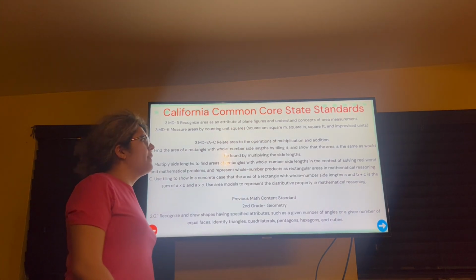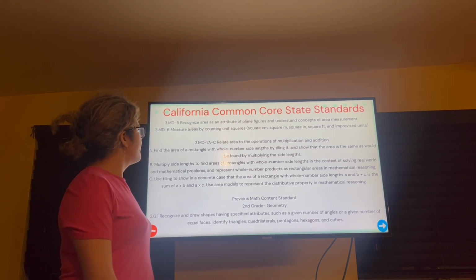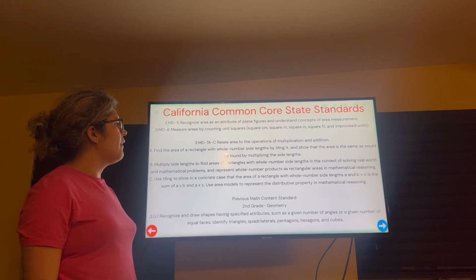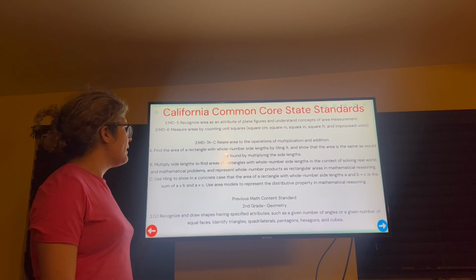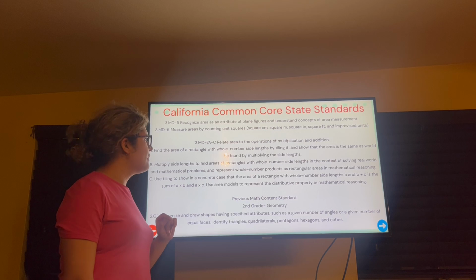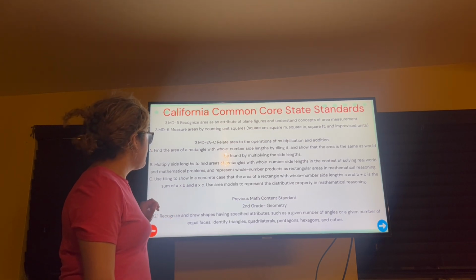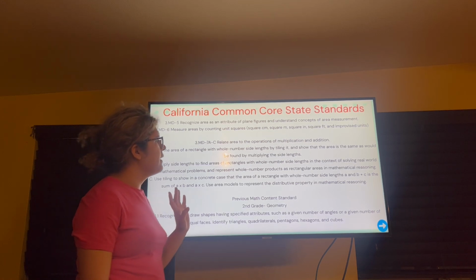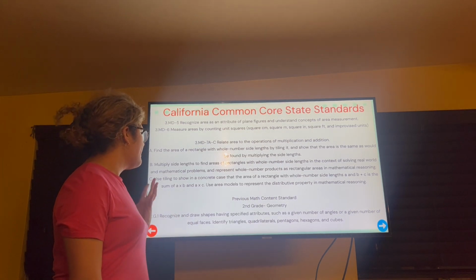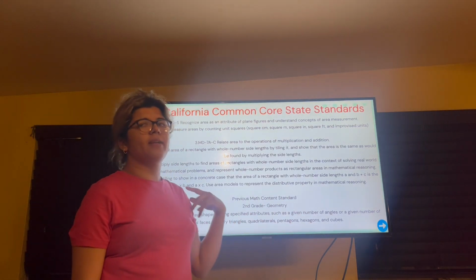And then 3.MD.7A through C is relating area to the operations of multiplication and addition. So A, we're finding the area of a rectangle with whole number side lengths and showing the area is the same as what we found by multiplying the side lengths. B, multiplying side lengths to find areas of rectangles with whole number side lengths. C is using tiling to show that the area of a rectangle with whole number side lengths A and B plus C is the sum of A times B and A times C. We're going to be using models to represent the distributive property.